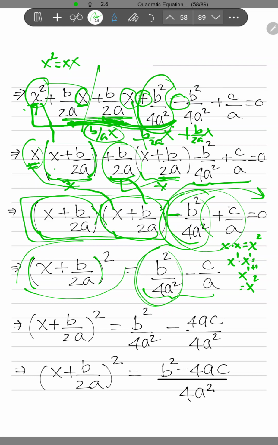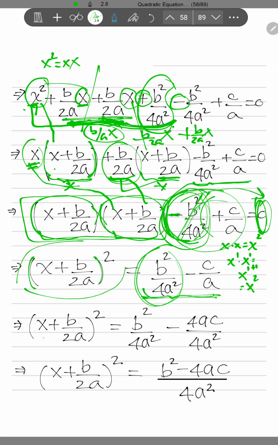Technically, what we do here is add a plus b squared over 4a squared on this side. At the same time, we add b squared over 4a squared on that side as well. When we add a positive here and a positive here, this side cancels out. So what we simply say is, when we move it to the other side of the equality sign, we have to change the sign, a plus to a minus and a minus to a plus. So this is what it is.